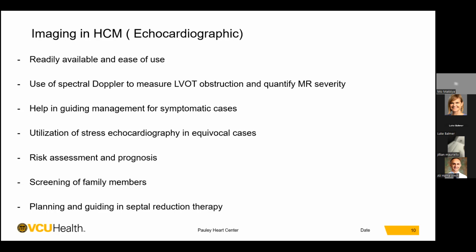This is mostly transthoracic echo. We also can use transesophageal echo where the images are not optimal with our transthoracic echo, if you want to really look for an obstruction or SAM and you cannot see it very well on your regular echo or MRI, and you want to really evaluate the mitral valve and papillary muscles to plan for surgery, or we can use it in septal ablation to look for targets.